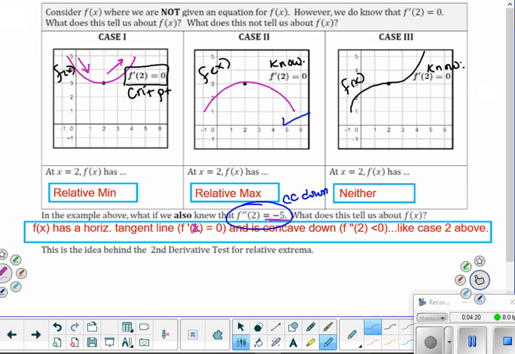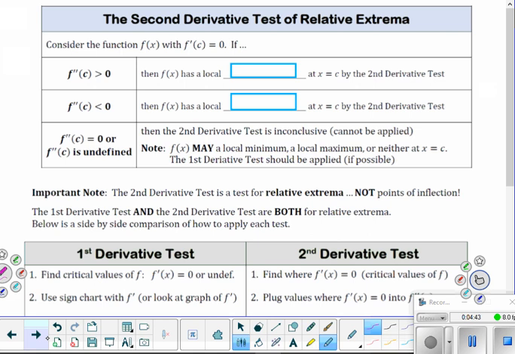That's the idea behind the second derivative test. If I can figure out the second derivative on my critical point, I can determine whether I have a relative max or possibly a relative min, right? If I have concave up for second derivative at that critical point, then I've got a relative max.